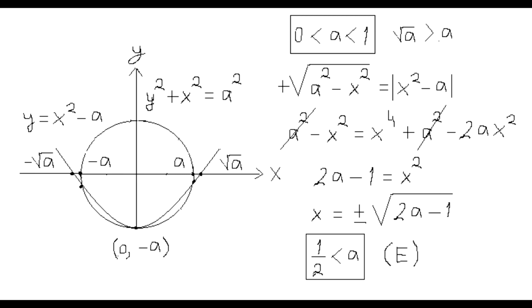These 2 points of intersection then must satisfy the equation plus square root of a squared minus x squared equals absolute value of x squared minus a. After squaring both sides of this equation and simplifying it, we come to the conclusion that the 2 additional points of intersection of the parabola and the circle must have x-coordinates plus or minus square root of 2a minus 1.